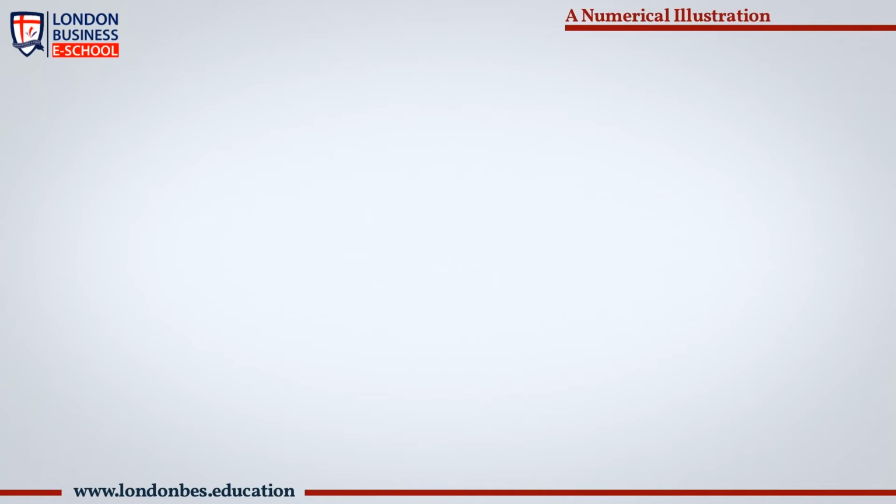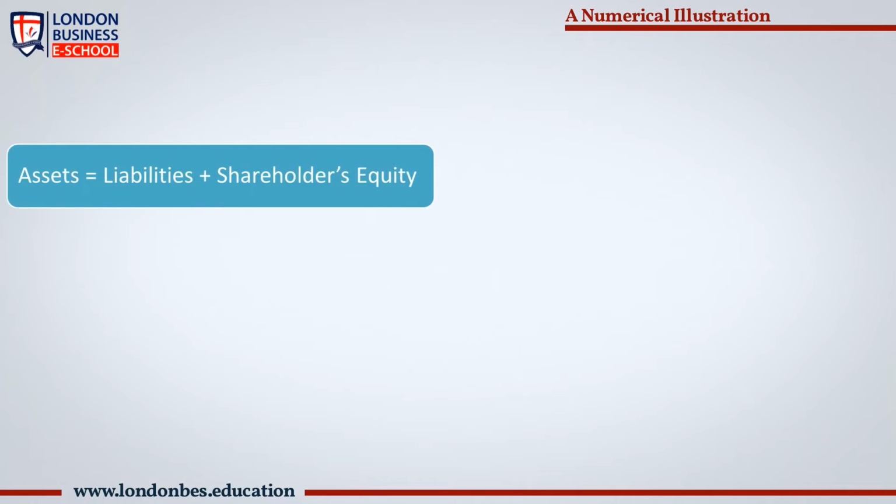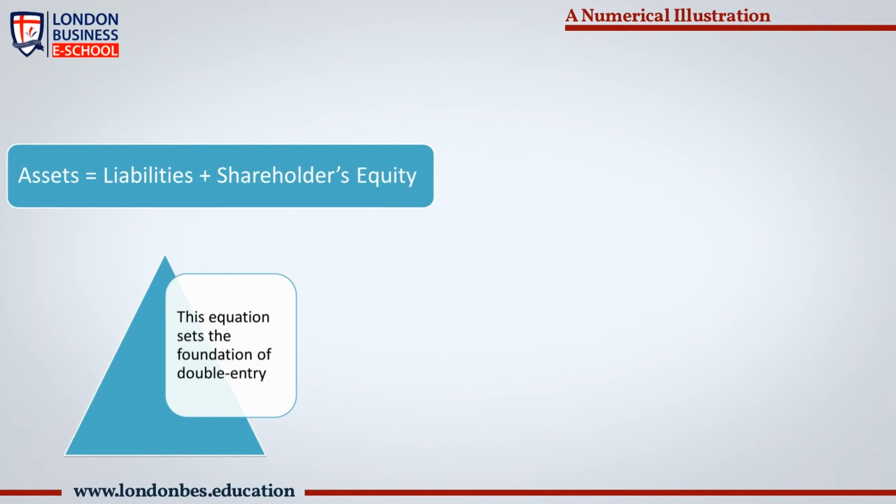A numerical illustration. The accounting equation is a basic principle of accounting and a fundamental element of the balance sheet. The equation is as follows. Assets equals liabilities plus shareholders' equity. This equation sets the foundation of double-entry accounting and highlights the structure of the balance sheet.